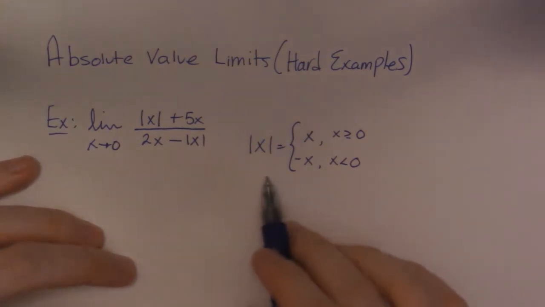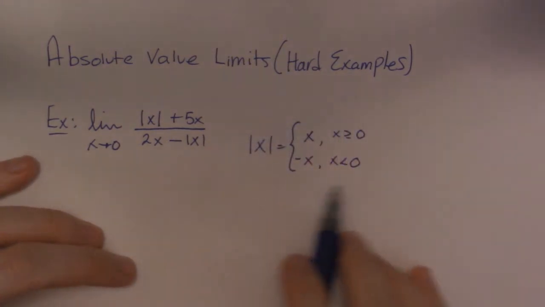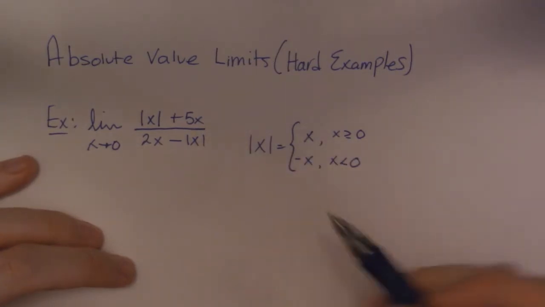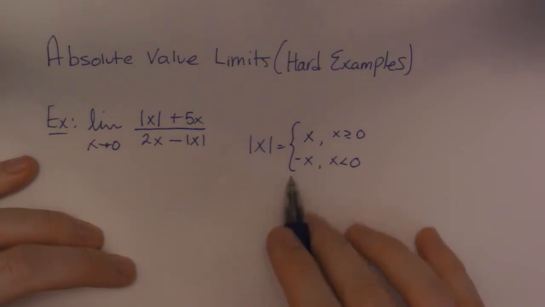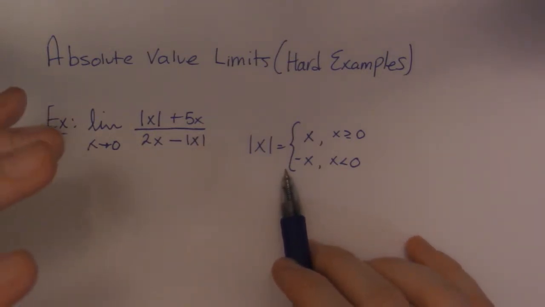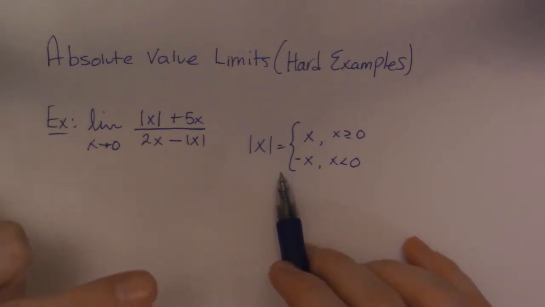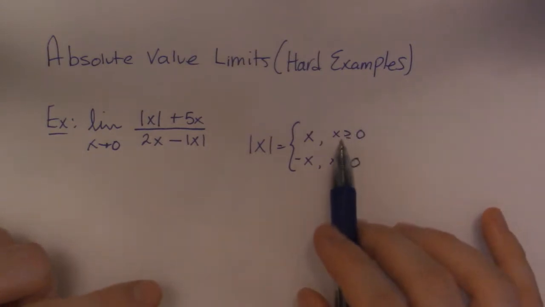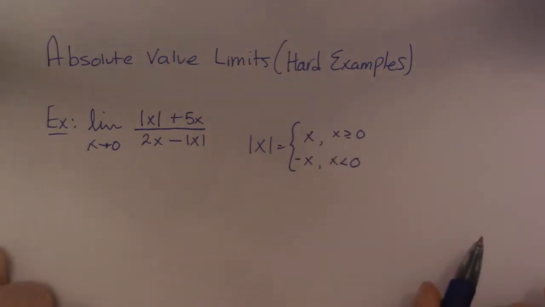That's important to be able to do, to write this piecewise absolute value function for any given function. If you're looking for an example of something like that, you might want to go back and check out some of my other videos. I'm just going to do this example in this video. If you want to see another hard example, you can go back and check it out.